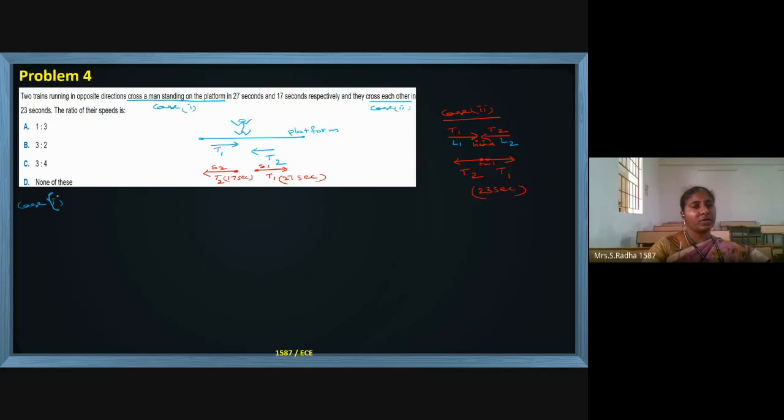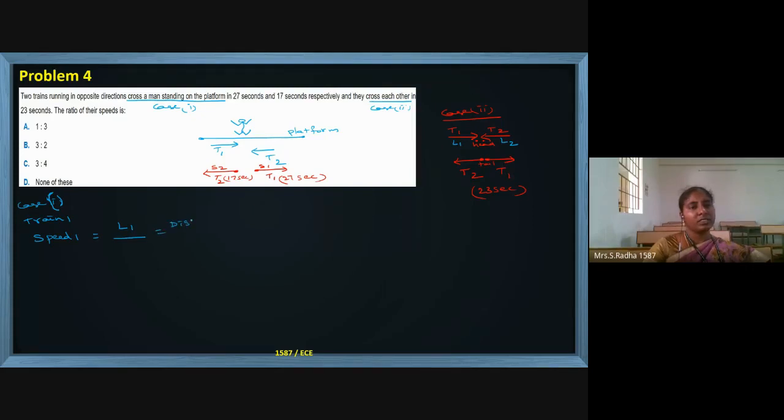So what about train 1? The time taken by train 1 alone is given. Let the speed of train 1, which I have already assumed as S1. I am calculating some details about train 1. So speed 1 is nothing but the length of train 1 by time. We know that speed equals distance by time.